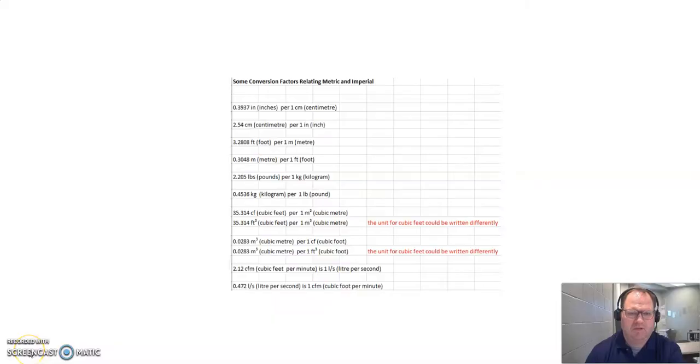Welcome to conversions of multiple parts. We're also going to look at conversions between the metric and imperial system. As we start, we need to grab a conversion chart. This chart shows some of the conversion factors relating metric and imperial, but not all of them. For instance, it doesn't show the relationship between inches and millimeters.